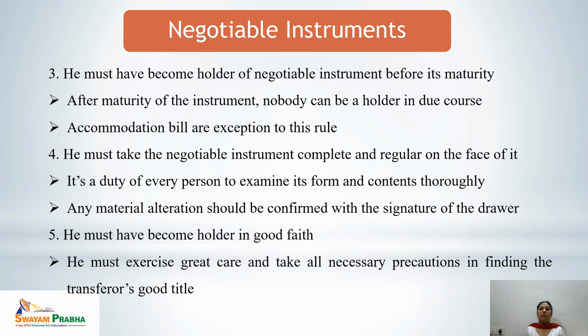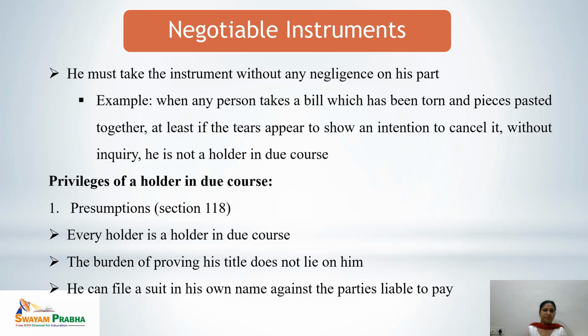When the holder in due course has taken the negotiable instrument, it is normally presumed that he has taken all the necessary precautions in finding the transferor's good title. So if he has used great care and taken all the precautions, and he doesn't have any knowledge about the defective title of the transferor, then the person who holds the negotiable instrument is the holder in due course.